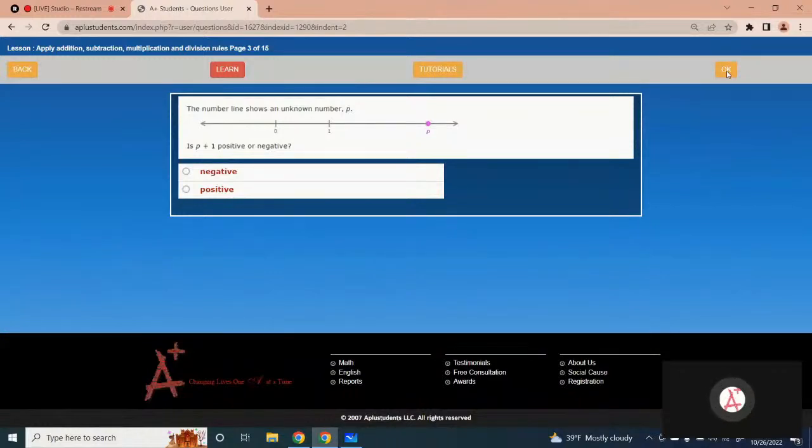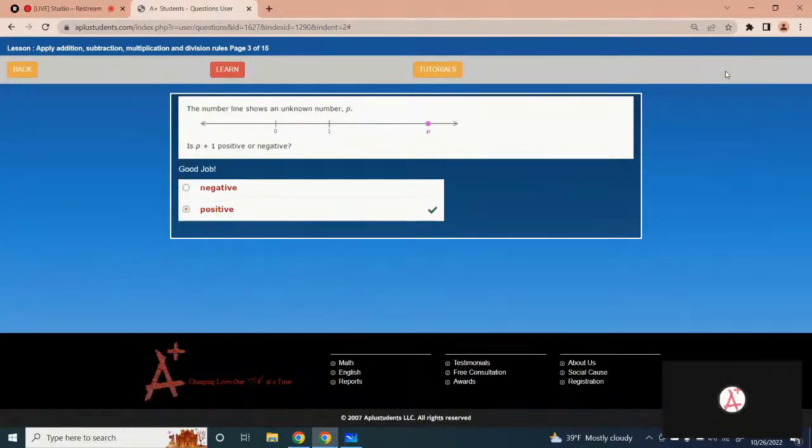Okay, the number line shows an unknown number p. Is p plus 1 positive or negative? P is positive and you are adding a positive 1 to p. So that means the answer is positive. Got it? Just select the correct option and click on the OK button.